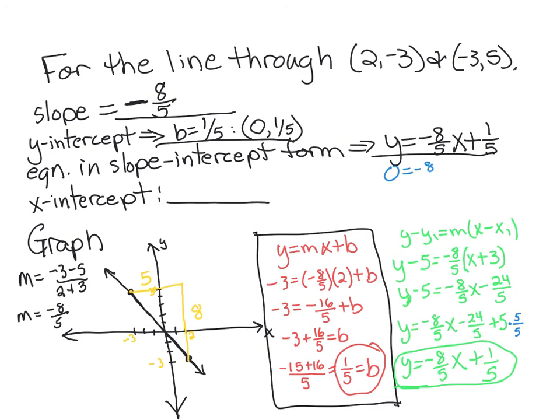Now, the x-intercept is where we plug in 0 for y. 0 equals minus 8/5 x plus 1/5. 8/5 x equals 1/5. Multiply away the 5, and you get 8x equals 1, and you get x equals 1/8. So that gives me the value of x where y equals 0. And you get your x-intercept.